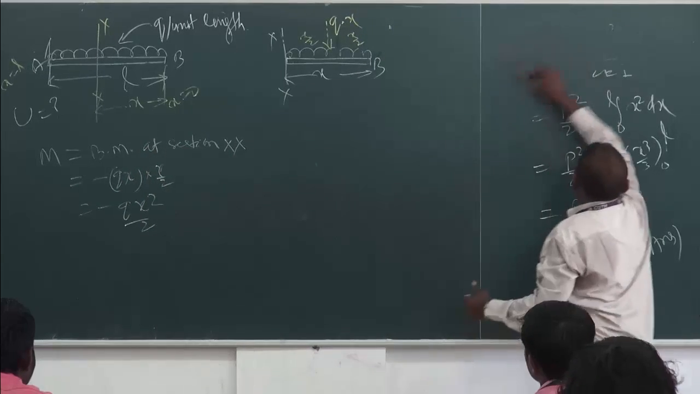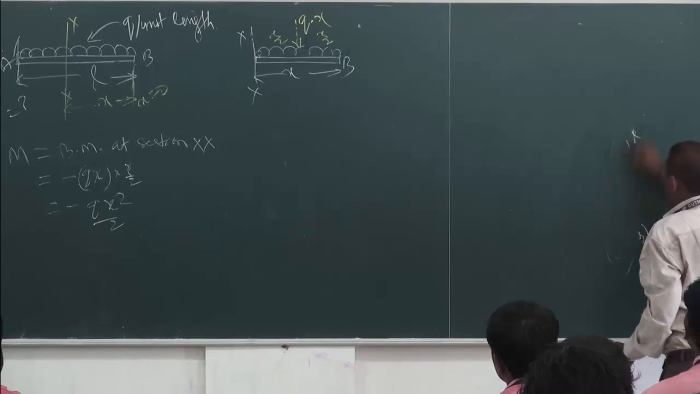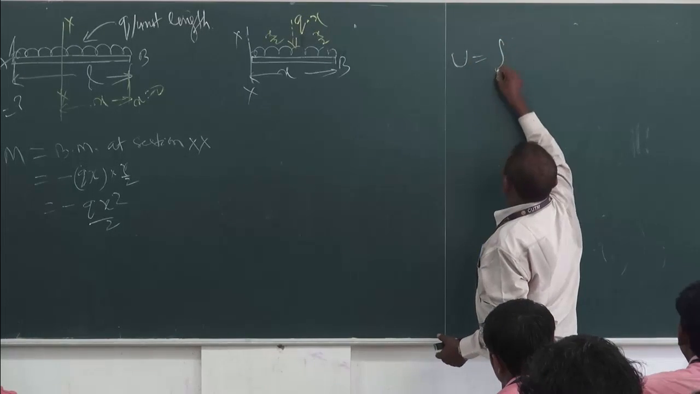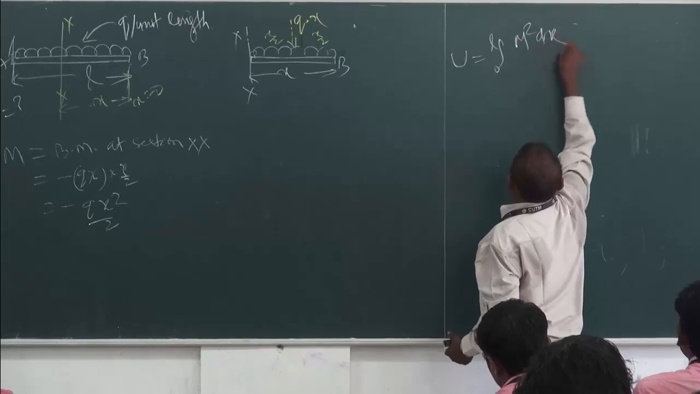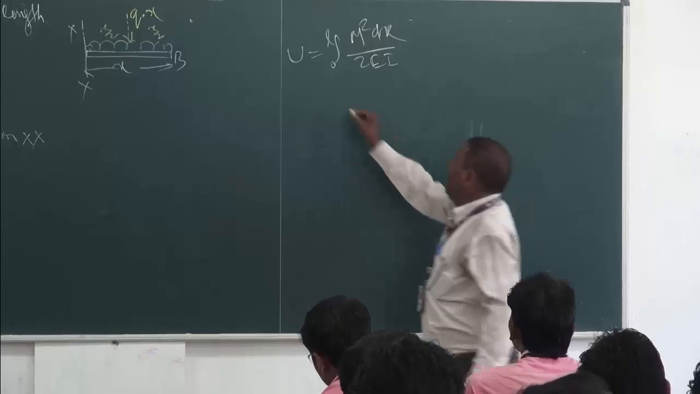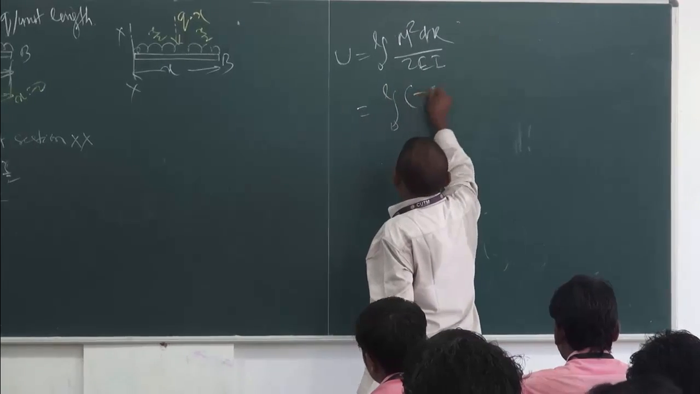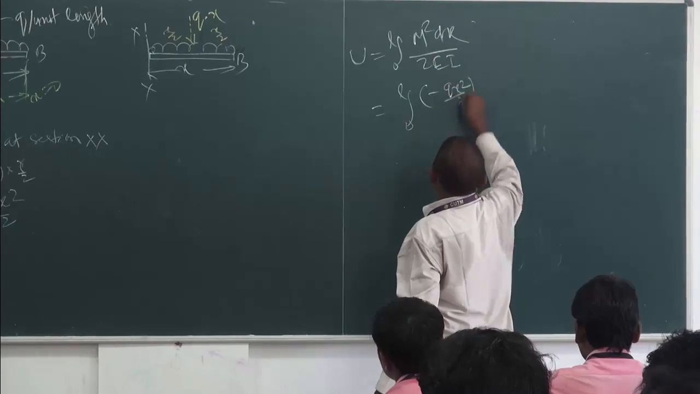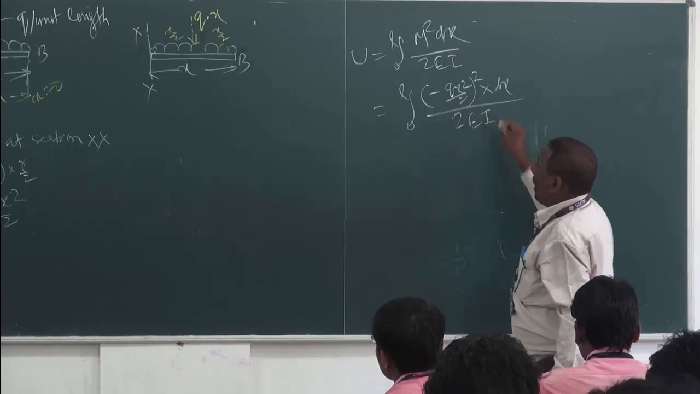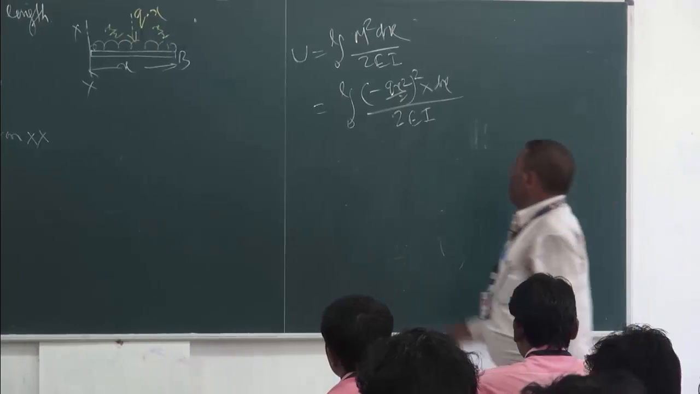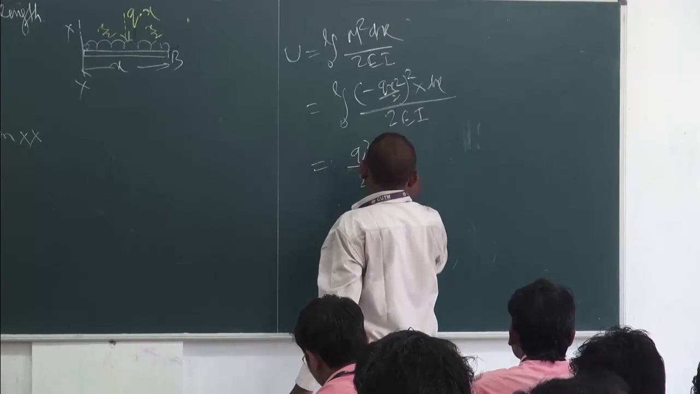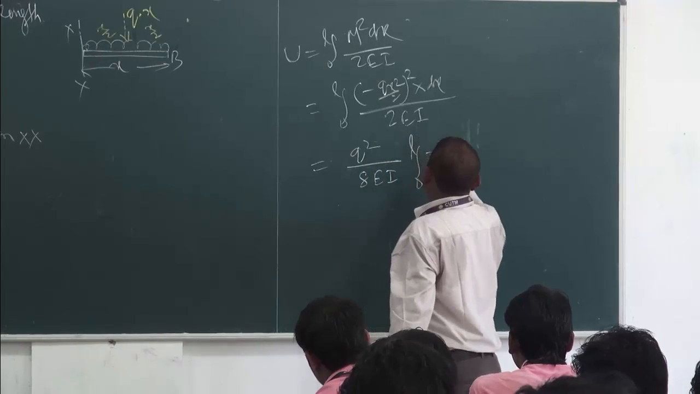Then we have to calculate the strain energy U. So strain energy U is equal to integral 0 to L M square dx by 2EI. And here, integral 0 to L, the M value is minus Q x square by 2, squared, into dx by 2EI. So by solving that, it is Q square taken out, and it is 8EI, integration 0 to L of x fourth into dx.